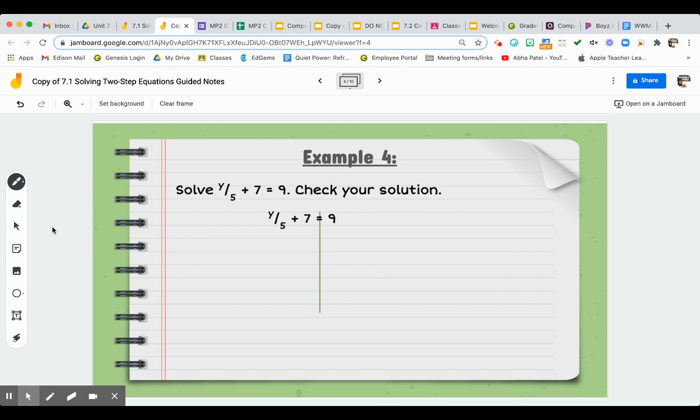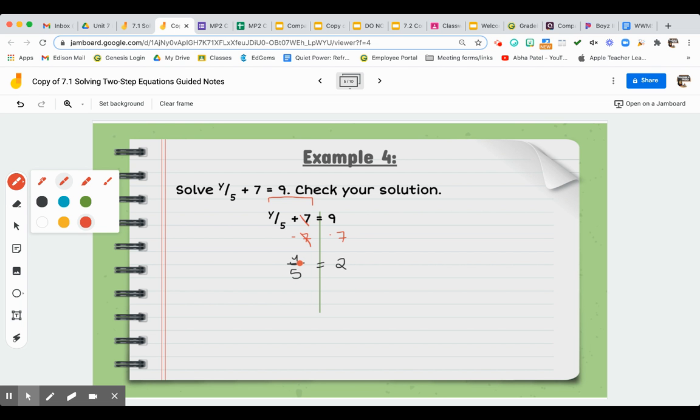All right, another type of problem. The first thing, as always, you want to do is identify the side the variable is on. And on this one, the variable is on the left side. Now we have y divided by 5 plus 7. What is not attached to the y on that left side? That is the addition of the 7. So we're going to do the inverse operation of addition. We're going to subtract 7 from both sides. And now these 7s go away. And you're going to have y over 5 is equal to 9 minus 7, which is 2.